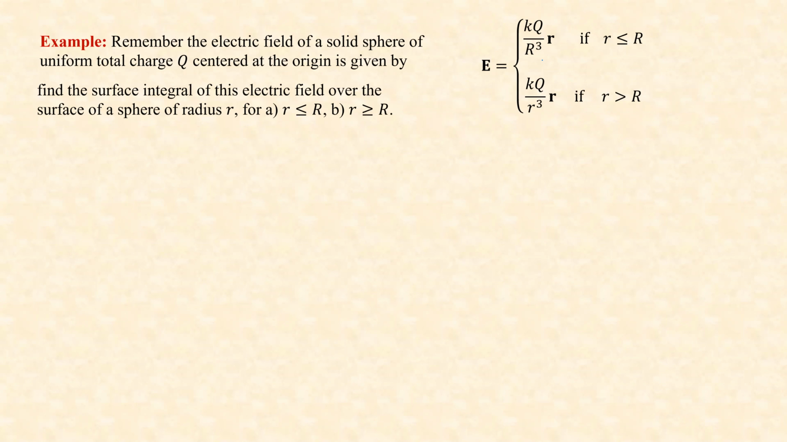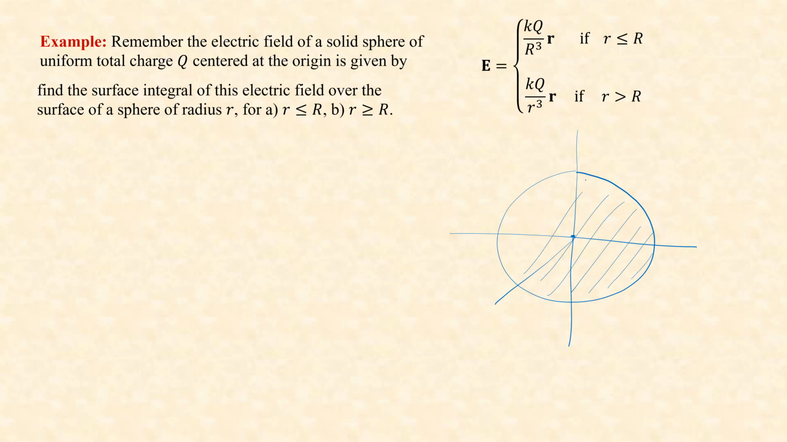These two look very similar, but here the lowercase r means the radius, the distance r, while the capital R is the radius of the sphere itself. This is the electric field of a solid sphere centered at the origin, and it's uniformly charged, meaning that it has a total charge Q, and the charge Q is uniformly distributed over its volume.